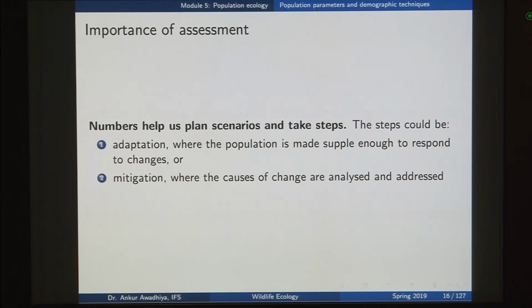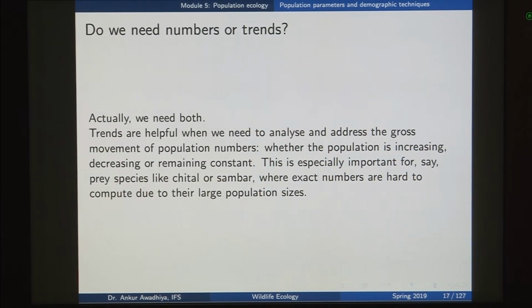So, essentially an assessment of a population size or the numbers is extremely crucial. Now, when we are talking about a population assessment, the next question is, do we want to see numbers or do we want to see the trends? So, numbers and trends means last year we had say 2500 tigers. So, that is a number, and when we say trends, we are saying that this year the number of tigers is greater than what it was in the last year. So, do we need numbers or do we need trends? Well, actually we need both of these.